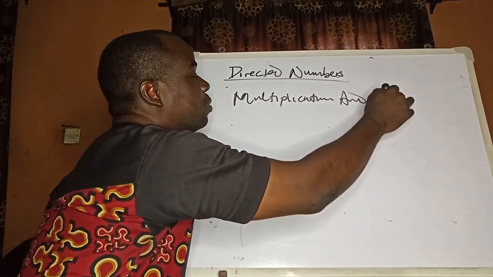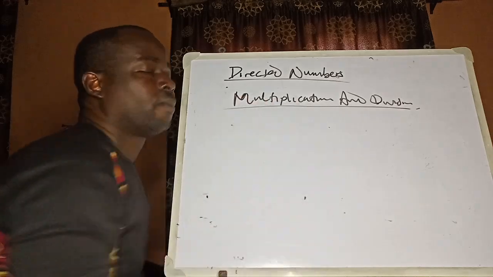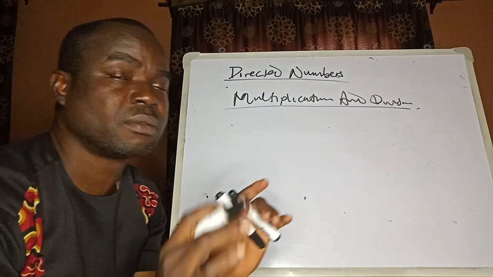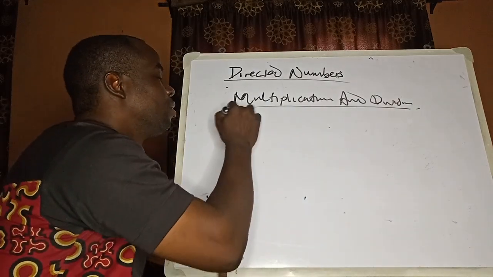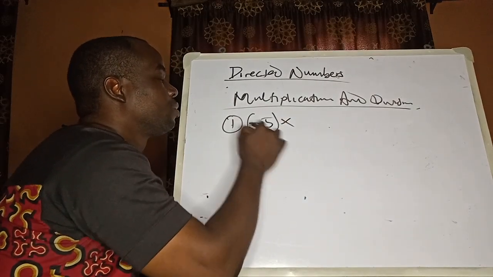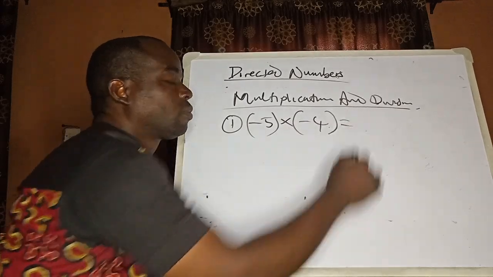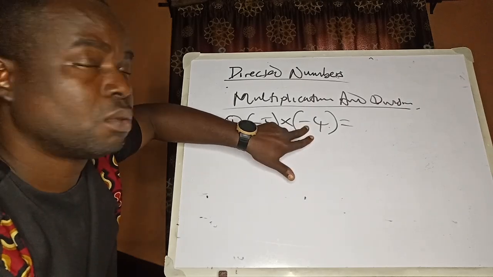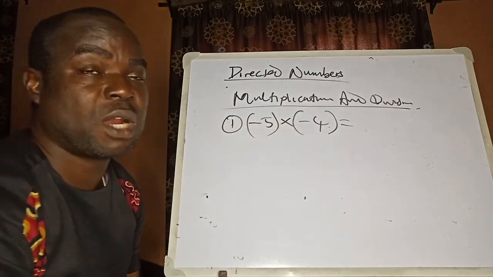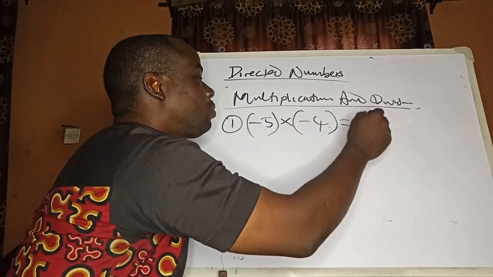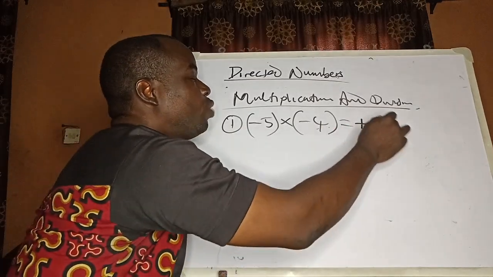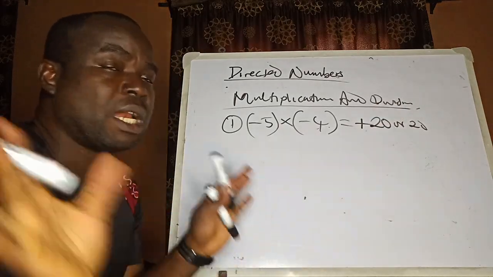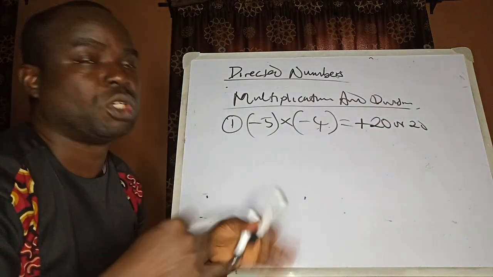Multiplication and division. For multiplication and division, you don't use number line. If I ask you something like this, minus 5 times minus 4, you don't use number line for multiplication. Just do minus times minus. What is minus times minus? According to the formula I gave you, minus times minus is plus. Then 5 times 4 is what? 20, or simply 20. That's the answer. If you're multiplying, don't use number line. You don't apply money there, just multiply.